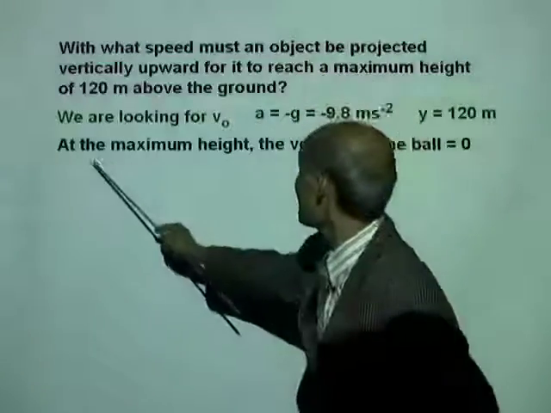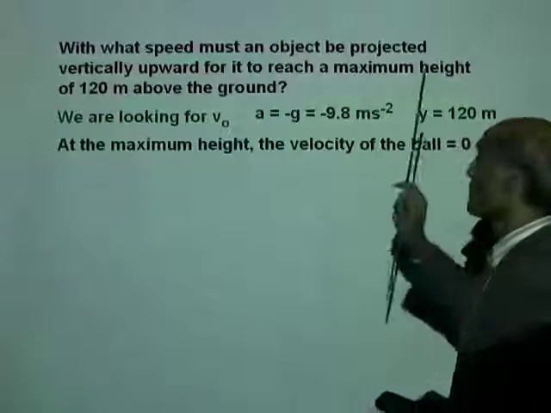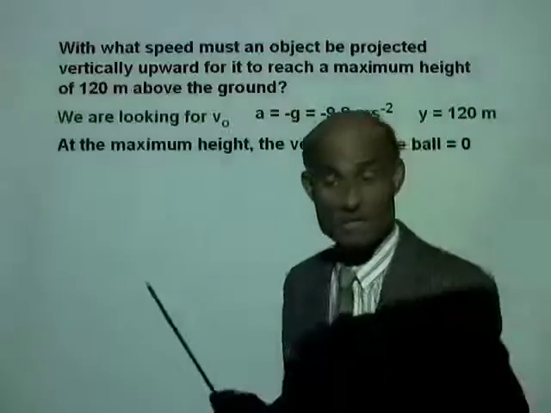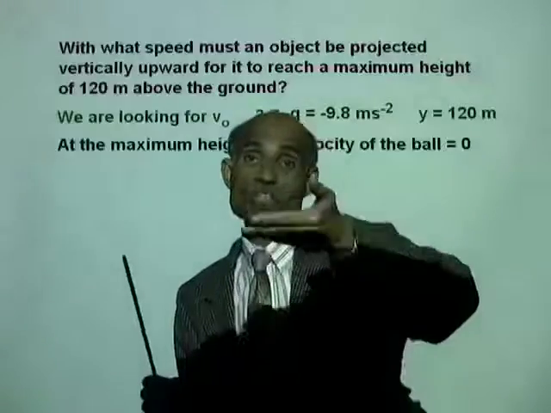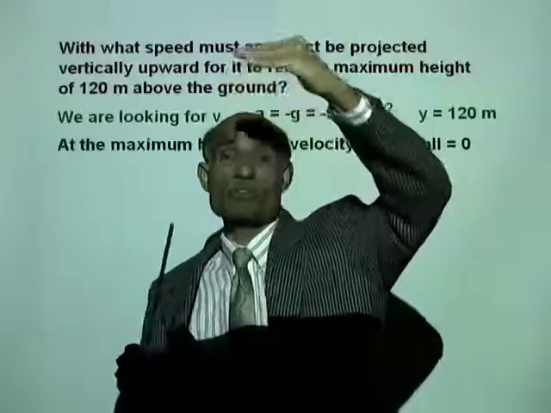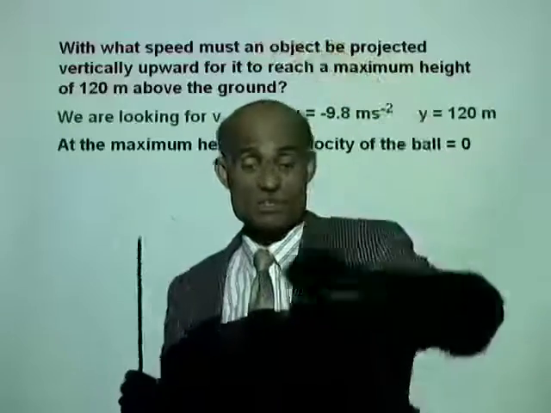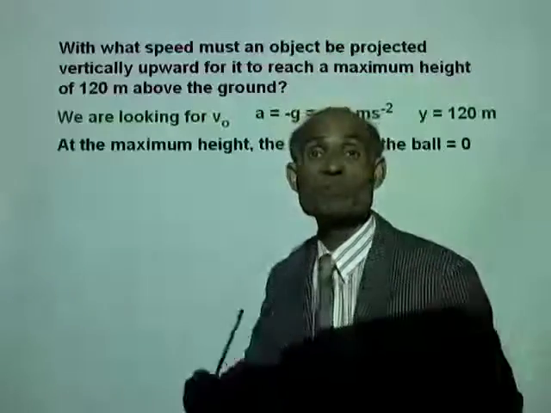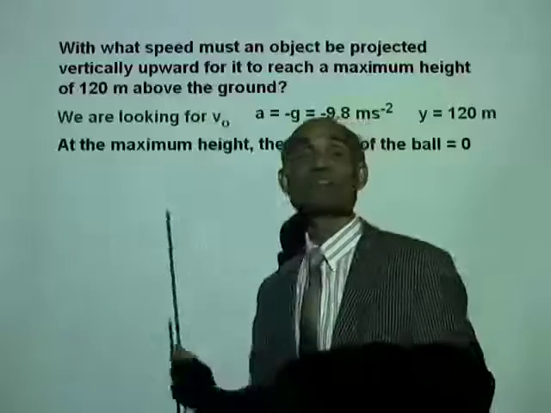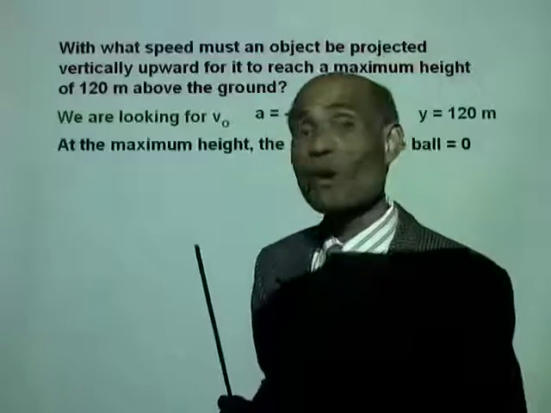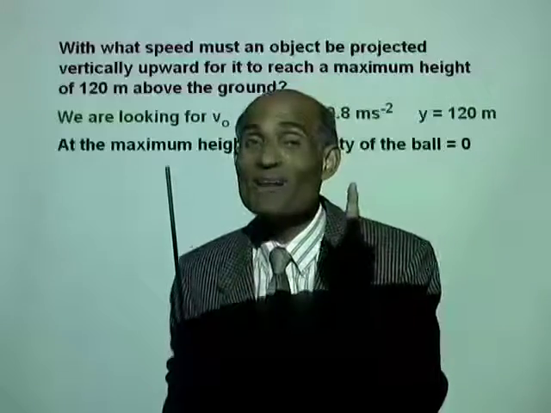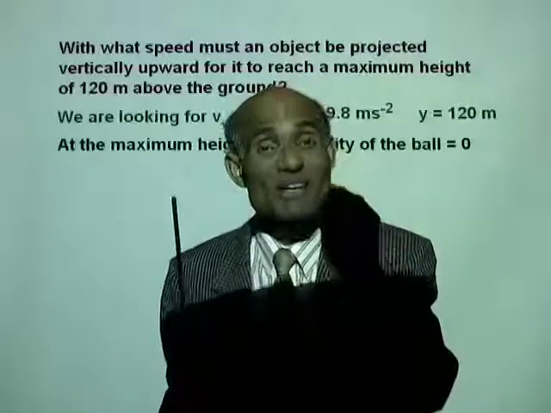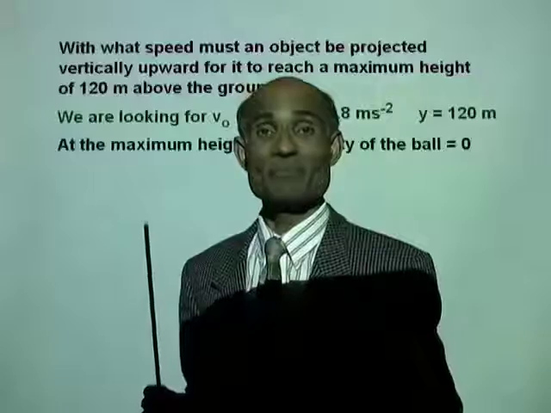At the maximum height, the velocity of the ball is equal to 0. Is that right? If you throw something up, its velocity decreases, and the velocity becomes 0 at the maximum height. So, Vf equal to 0. And we need to find the V0. Can you tell me what equation you will use there? We don't have time here. Obviously, we are looking for an equation that does not contain time.